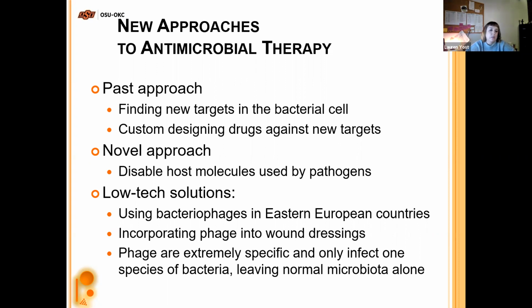Some of the low-tech solutions that people have used to try to have a new approach to this therapy would be using bacteriophages, which target specific bacteria and kill those specific bacteria, and only those. Then incorporating phages into wound dressings themselves. Phages are extremely specific and only affect one species of bacteria, and they leave the normal microbiota alone.